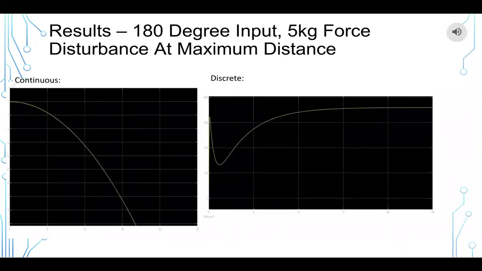This is another example of the response for 180-degree reference input and 5 kg force at the edge of the boat. With the exception of this example, the other cases showed to be stable with fast enough rise time and no error. It is unlikely that 50 kg force at the edge of the boat will ever occur in this situation, so this design was used for the boat.